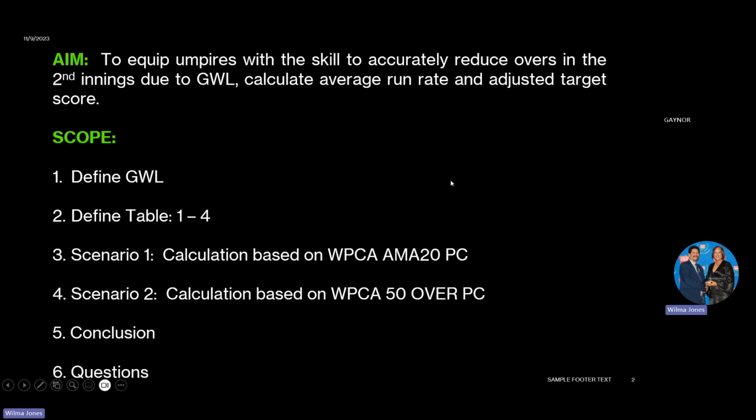We're going to be working through two scenarios. Scenario 1 will be a calculation based on the Western Province Cricket Association AMA20 playing conditions. Scenario 2 will be based on the Western Province Cricket Association's 50 over playing conditions. And then, of course, to end off, we'll just have a conclusion and any questions if you have them.